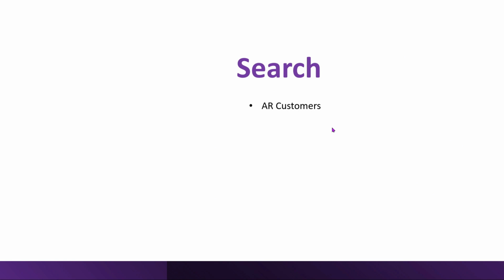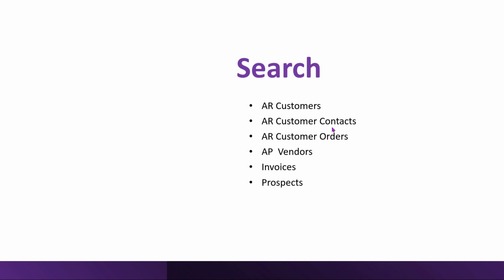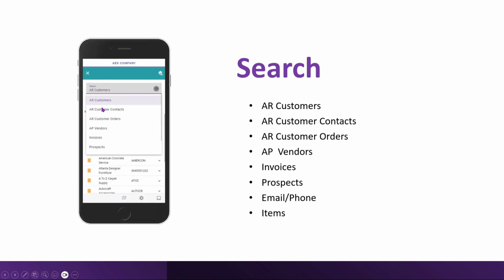You can also search the data, so you could search on AR customers, AR customer contacts, AR customer orders, AP vendors, invoices, prospects, email or phone, so you could look up the phone number for a customer or you could look up the email address, and as I showed earlier there, you can look up items. This is your search screen and you can choose which one, and you can be as precise as you wish in terms of finding out more information on your smartphone.